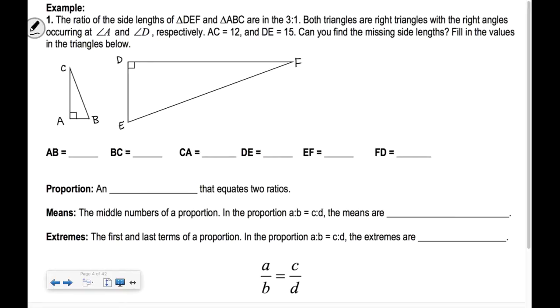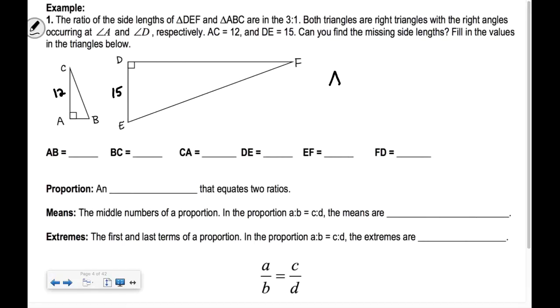So it says the ratio of the side lengths of DEF and ABC are in the ratio of 3 to 1. So both triangles are right triangles with the right angles occurring at A and D respectively. AC is 12 and DE is 15. Can you find the missing side lengths? Fill in the values in the triangles below.